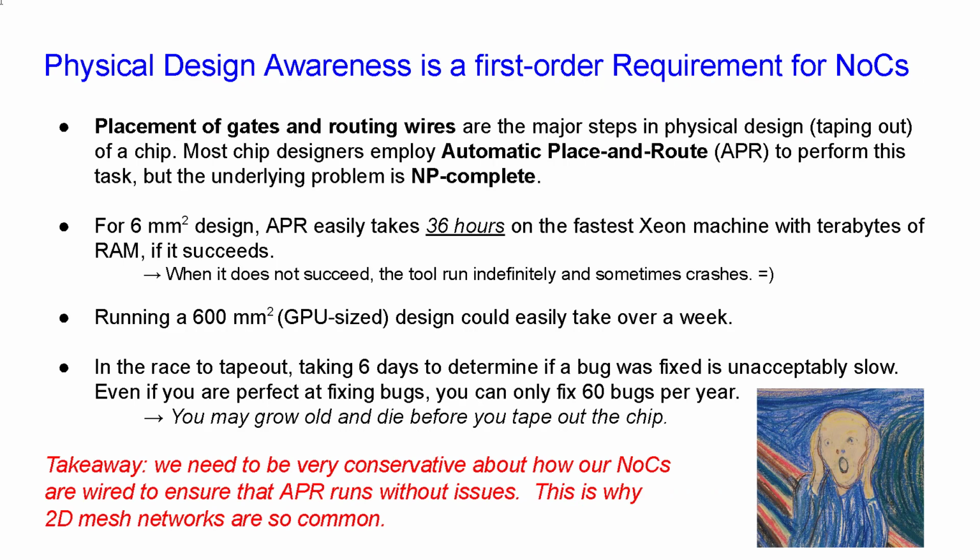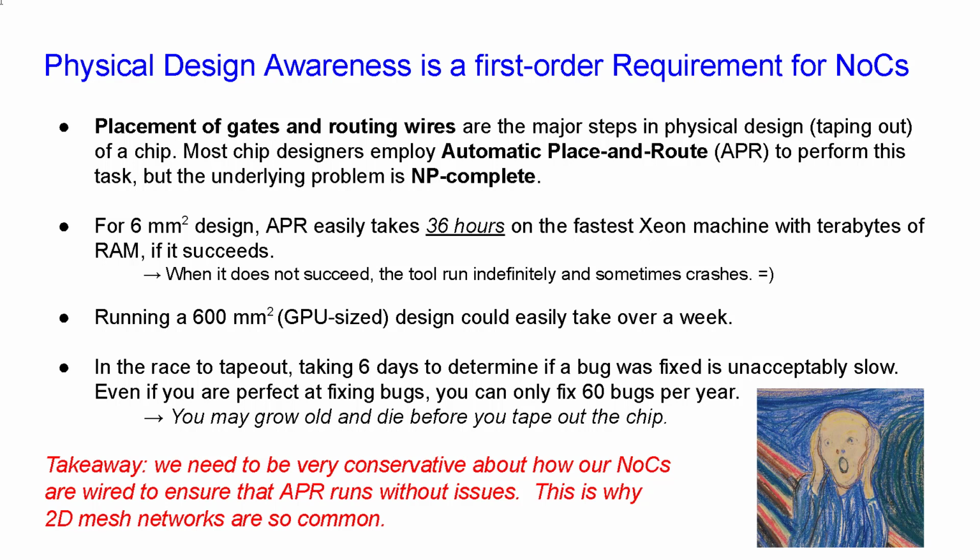As we know, placement of gates and routing wires are the major steps in physical design. Most designers use automatic place and route to perform this task. However, the underlying problem is an NP-complete optimization problem, so the tool can take a long time to converge on a good solution. From our experience, APR of 6 mm square could take over 36 hours on the fastest Xeon machine. We could imagine the 600 mm square design, which is equivalent to a modern GPU, could easily take over a week. Because of this extremely long time to result, this creates a significant risk to meeting the tape-out deadline.